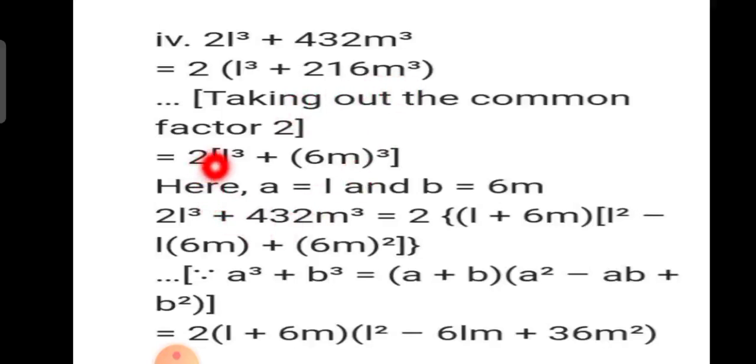So this will be written as 2 times l cube plus 216 is a perfect cube of 6, so l cube plus 6m cube. And now as usual you can use the formula a plus b, a square minus ab plus b square. So you will have 2 into l plus 6m, l square minus 6lm plus 36m square. So got this, students? In this way you can solve these examples.